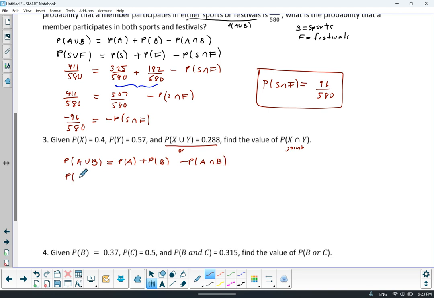And then I substitute in with specifics. And so this is 0.288. I combine like terms.